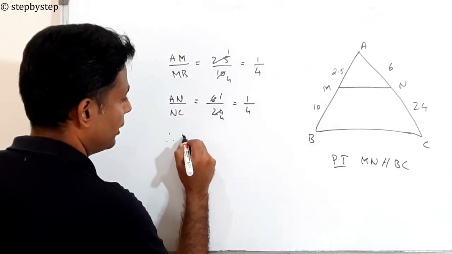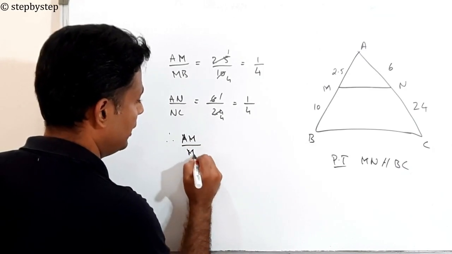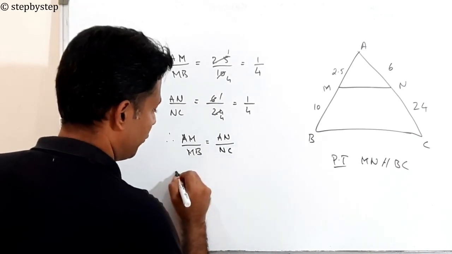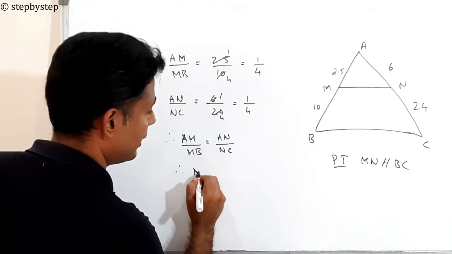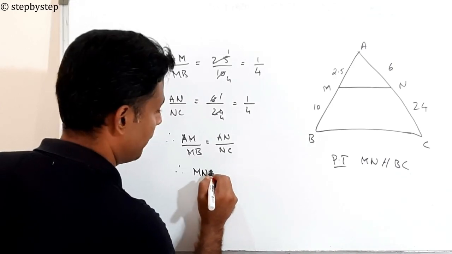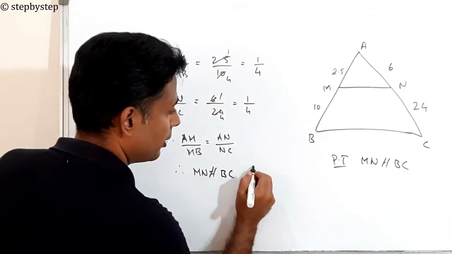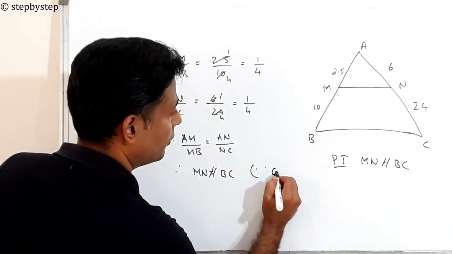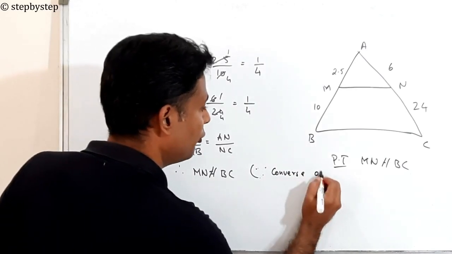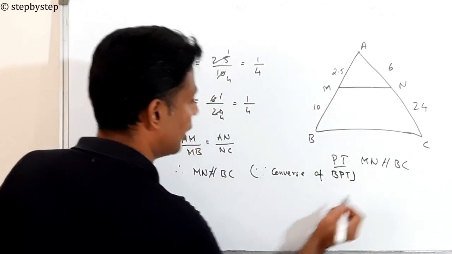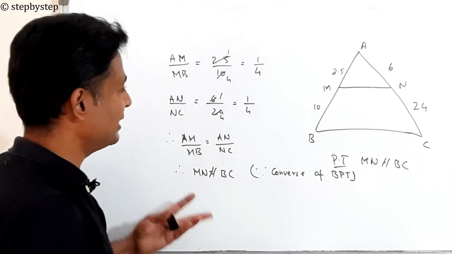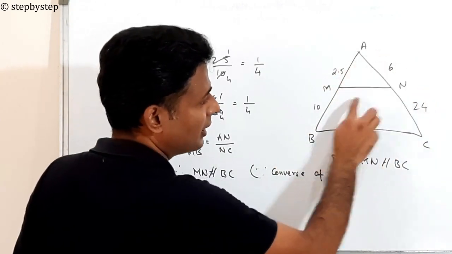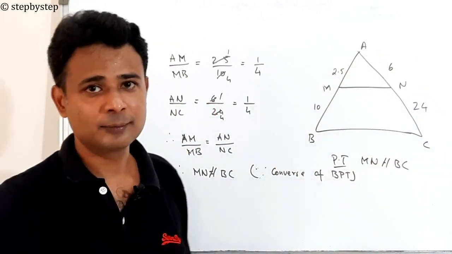So therefore, just write AM by MB equal to AN by NC. Therefore, MN is parallel to BC. The reason you always have to give is because of the converse of BPT. This is how you will write in the exam. Make it as neat as possible. So this is the converse of BPT. This by this is equal to this by this. Hence this is parallel to this.